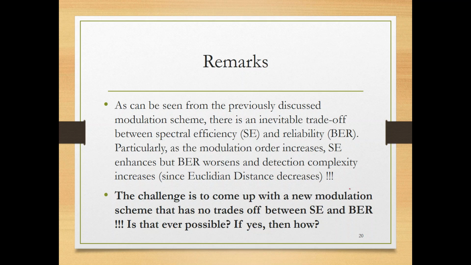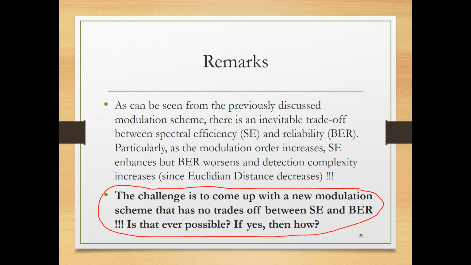So I want you to think about the statement that's written in bold. The challenge is to come up with a new modulation scheme that has no trade-offs between spectral efficiency and bit error rate. Is that ever possible? And if yes, then how to do it? This is a research question. It's not solved in the literature. No researcher was able to come up with a scheme that can solve this problem. It's an open problem. If we can come up with a solution for it, it's going to be groundbreaking: a modulation scheme that can increase the data rate and also reduce the bit error rate simultaneously. There is no trade-off, and it does not necessarily need to be complex.